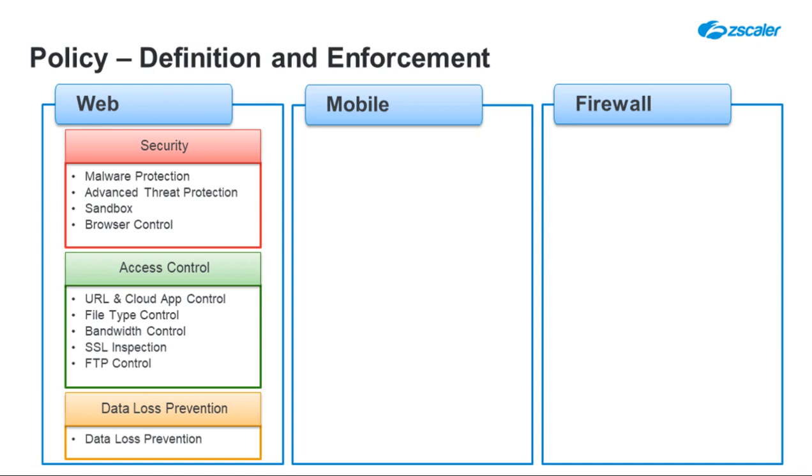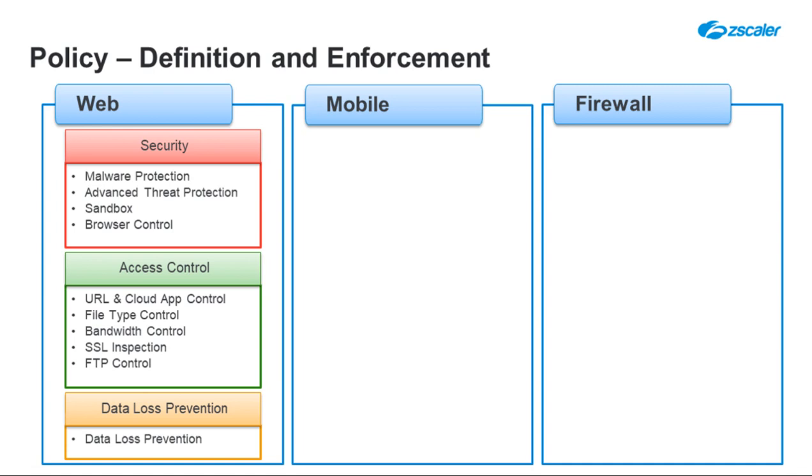Advanced threat protection, to detect and block malicious activity, spyware callbacks, or command and control traffic. Cloud Sandbox, that allows the quarantining of suspect files for scanning in a protected sandbox environment. And Browser Control, that allows the specification of minimum browser versions and browser vulnerability protections. The access control policies available are URL and Cloud App Control that can be used to control access to destination websites or applications.